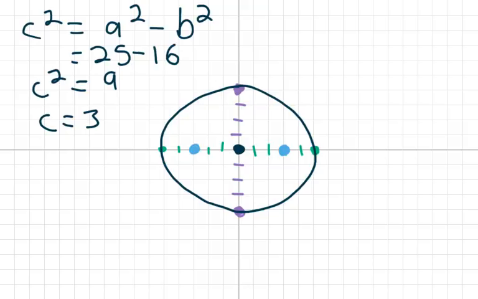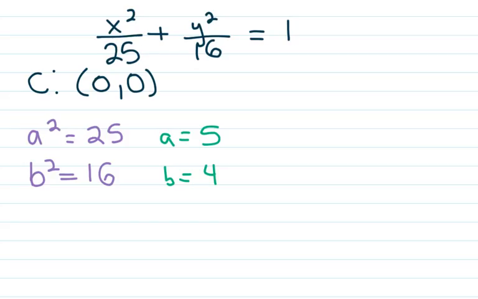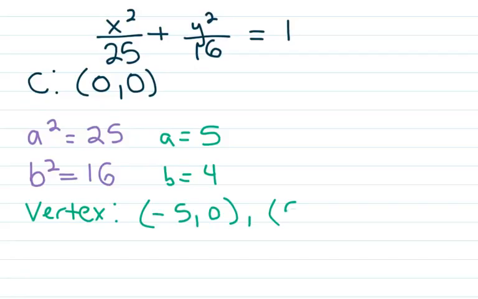Okay. So I didn't ask you guys to graph. You guys are supposed to tell me the coordinates of these, yes? So what's the coordinates of my vertices? 5, 0. That would be this one. That's 5, 0. What about this one? Negative 5, 0. Okay, so let's write that down. So our vertex is going to be negative 5, 0 and 5, 0.